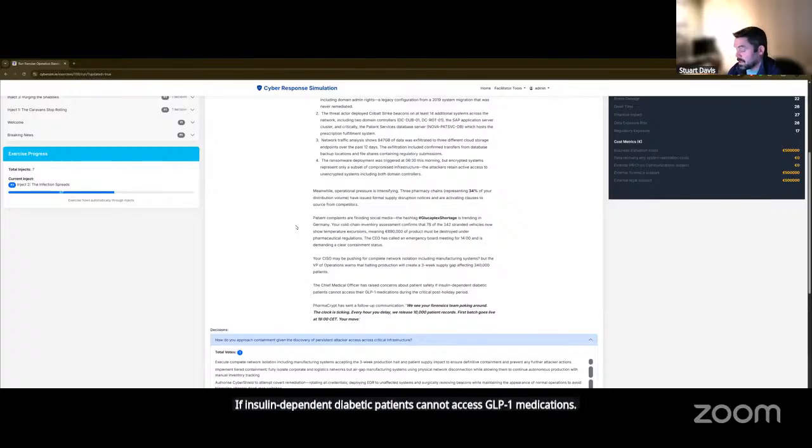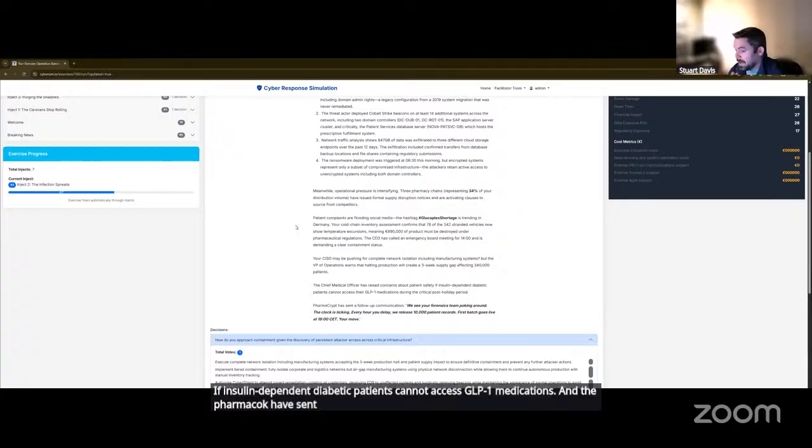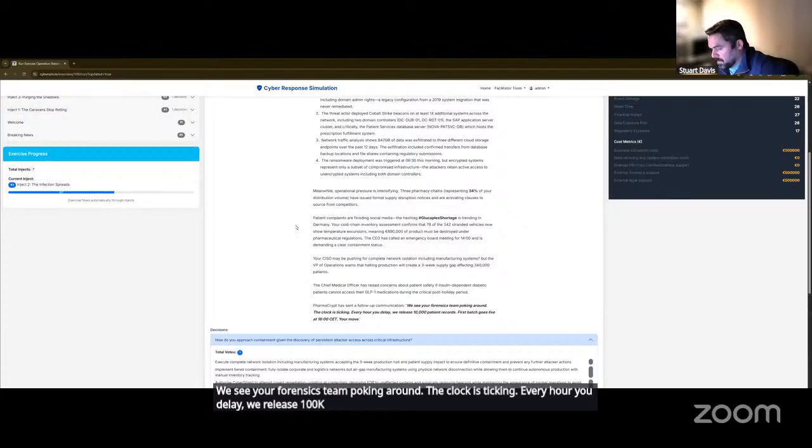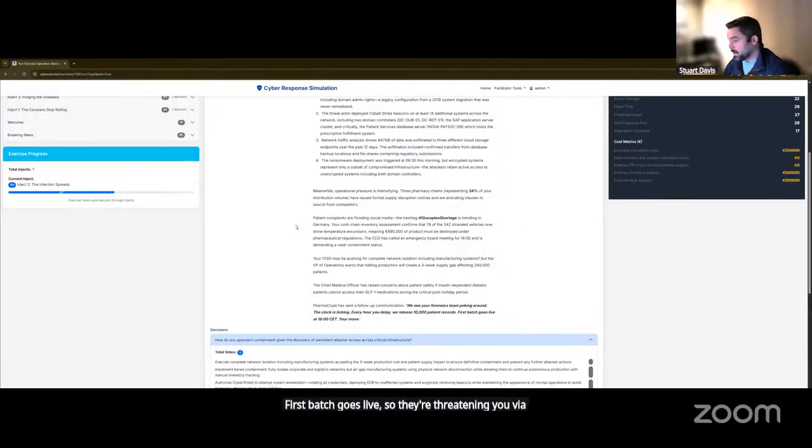And the attackers have sent a follow-up communication. These are the bad guys. "We see your forensics team poking around. The clock is ticking. Every hour you delay, we release 10K patient records. First batch goes live." So they're threatening you via email or phone. I've been on the receiving end of those.